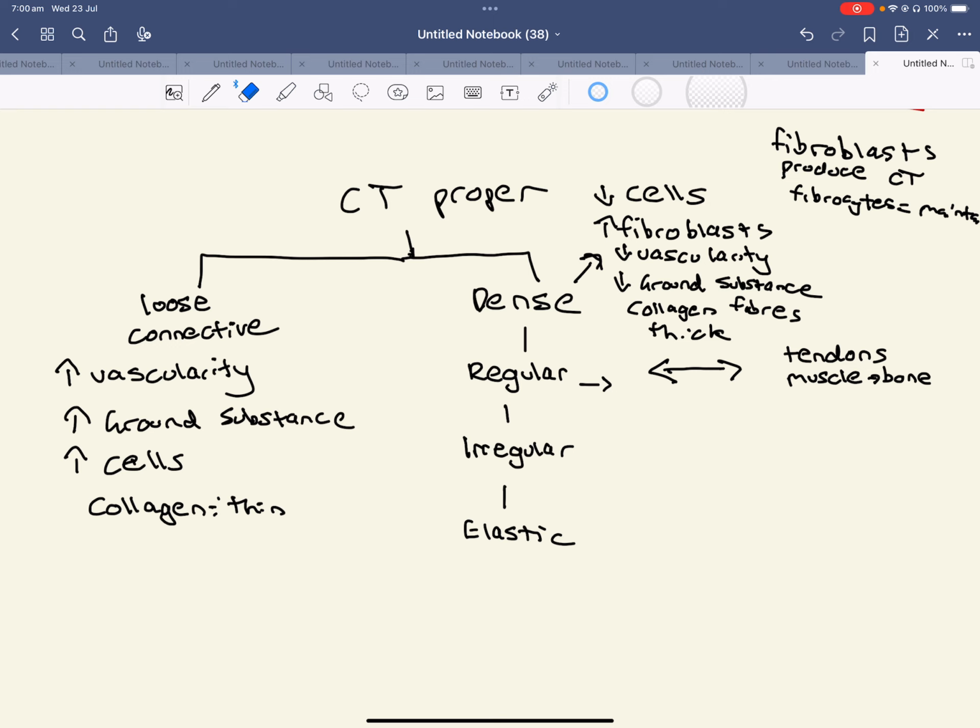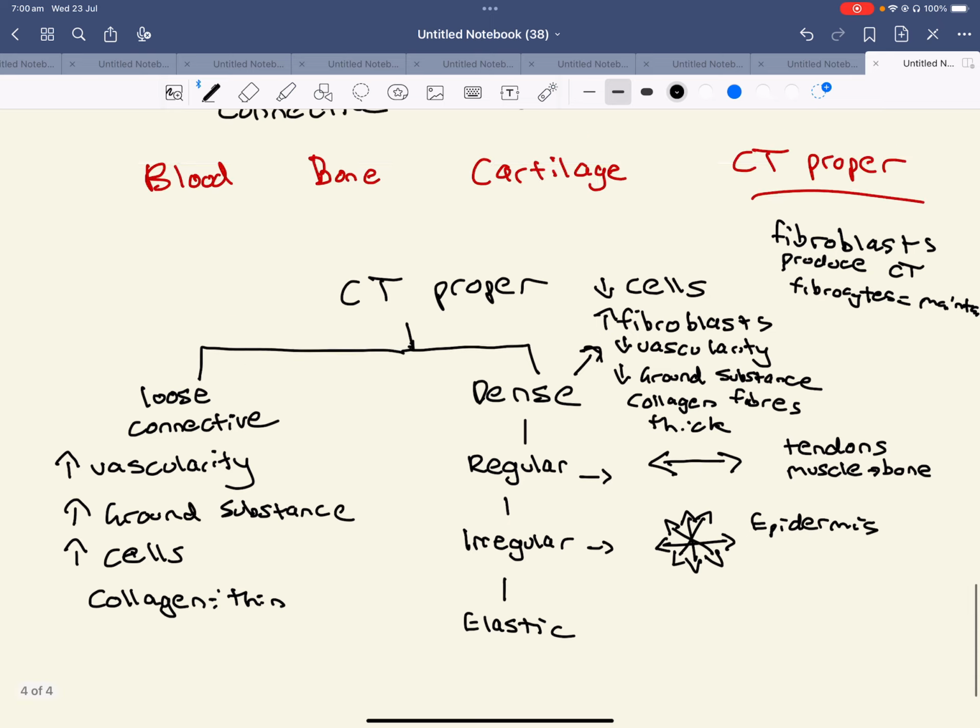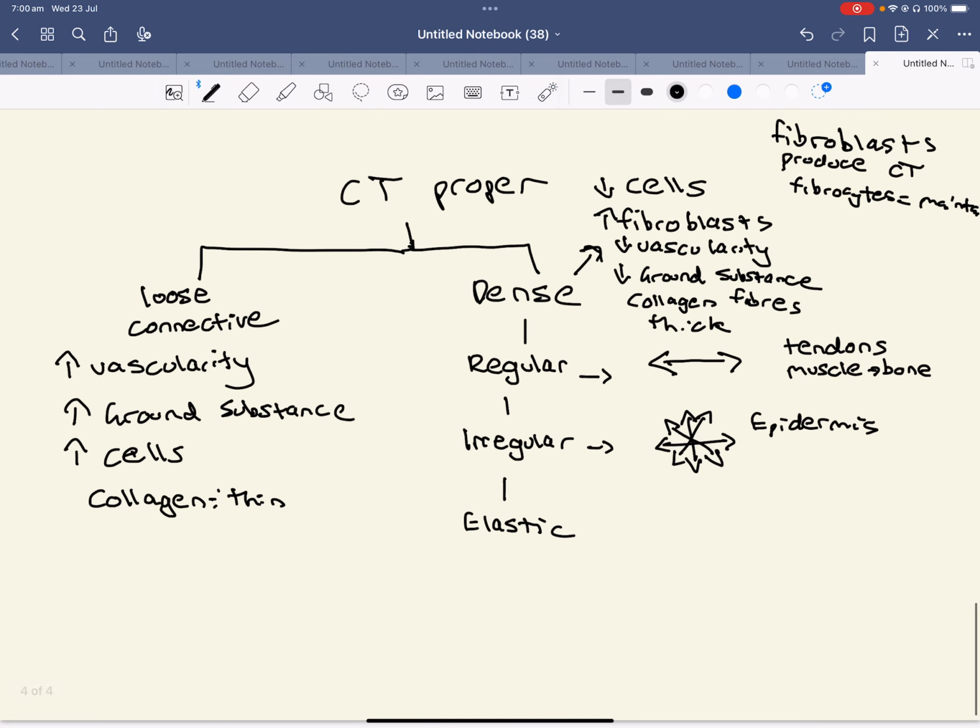Now we've got irregular. Irregular is tensile strength in multiple directions. You're going to say, what do we want this for? The epidermis. The epidermis is the skin, remember? That's why we want tensile strength in multiple directions. Let's say when I gain weight rapidly, my skin's going to be able to stretch in multiple directions. That's why we need high tensile strength in multiple directions.